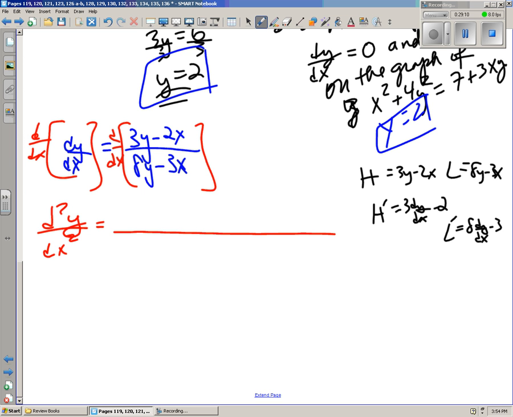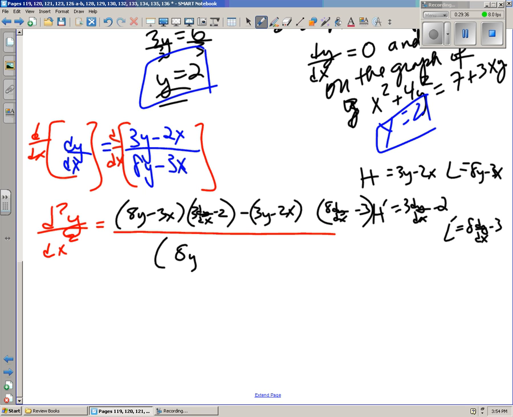This is going to get messy, but if you're keen, it's not so bad. So low, 8y minus 3x, times d high, which is 3 dy over dx minus 2, minus high d low. High is 3y minus 2x. D low is 8 dy dx minus 3, all over low squared, 8y minus 3x squared.